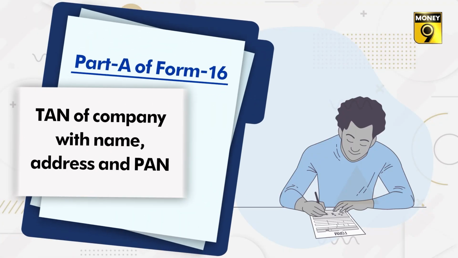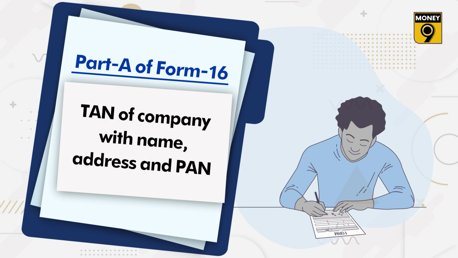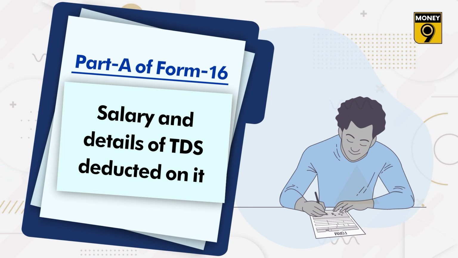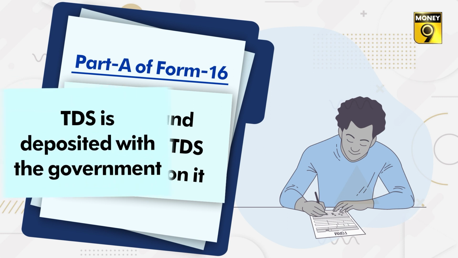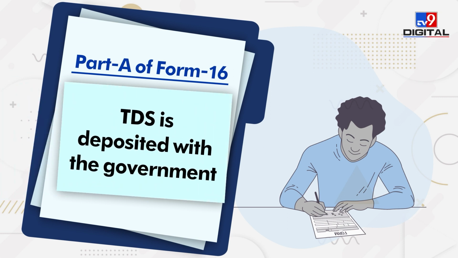Form 16 has two parts, Part A and Part B. Part A contains the name, address and PAN of the employer and employee along with the TAN number of the employer. Apart from that, details of the salary and the TDS are also included in it. TDS, that is, the tax, is deposited with the government.